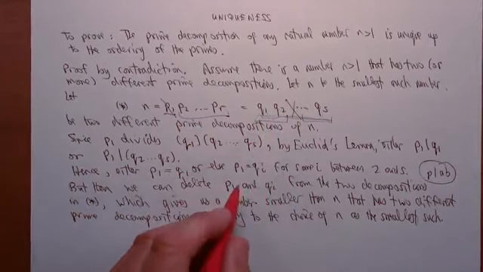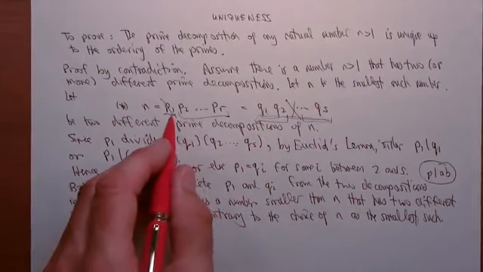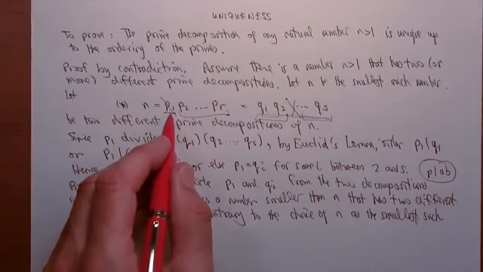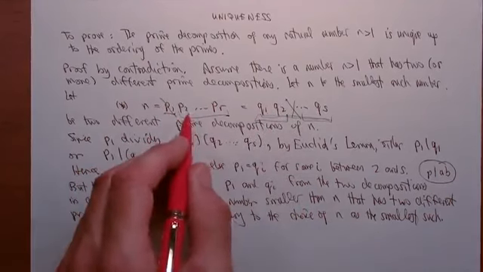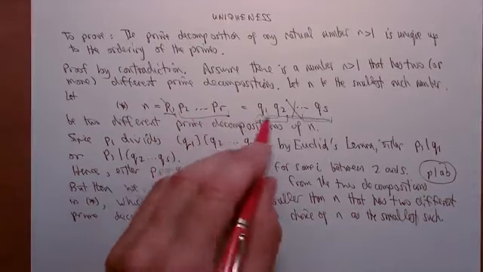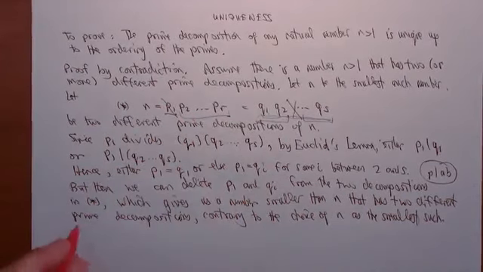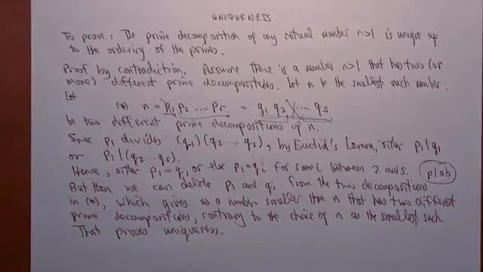So the proof involves simply recognizing the fact, and this uses Euclid's lemma, that you're going to have the same prime on both sides. You can delete it and get two different decompositions of a smaller number. And that proves uniqueness. Okay, well, now we've proved the fundamental theorem of arithmetic.